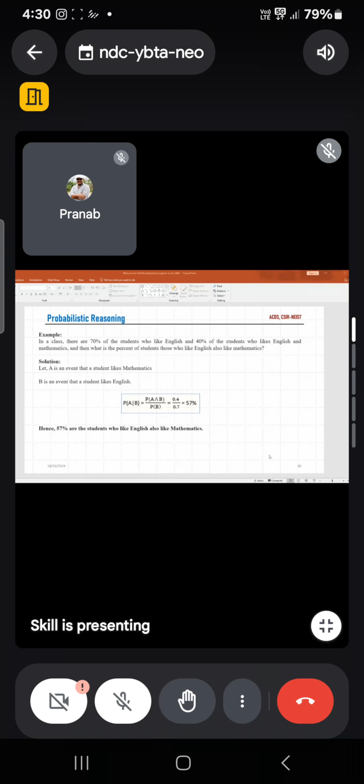No, answer will not be 40%. Actually, in this question, total 40% like both the subjects, and this is what we are calculating: if the students already like the subject English, then also like mathematics. So it may or may not be like that among the 40% that both subjects are liked by the students.